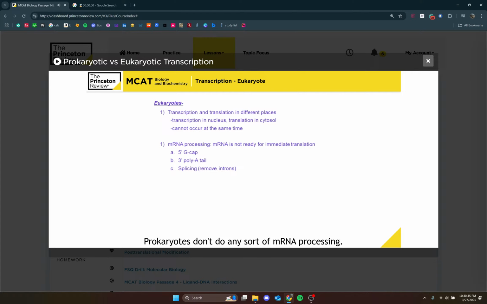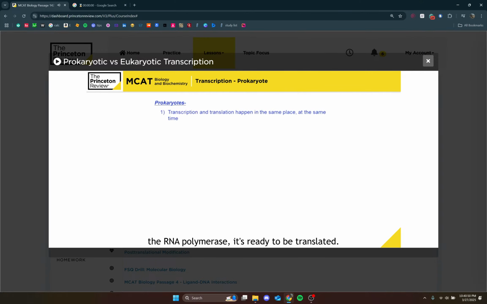Once that's ready, the mature mRNA is moved out to the cytosol and then translated. Prokaryotes don't do any sort of mRNA processing. As I mentioned, as soon as the mRNA comes off the RNA polymerase, it's ready to be translated.